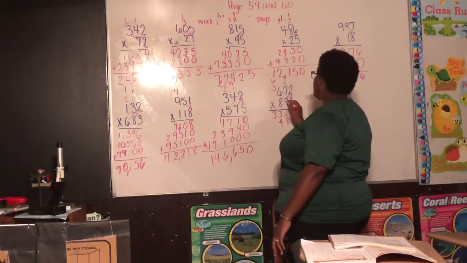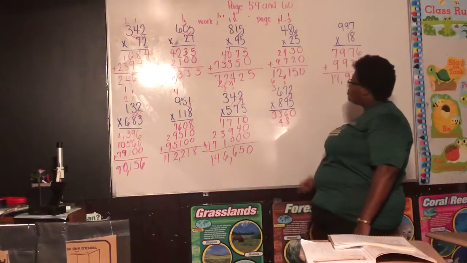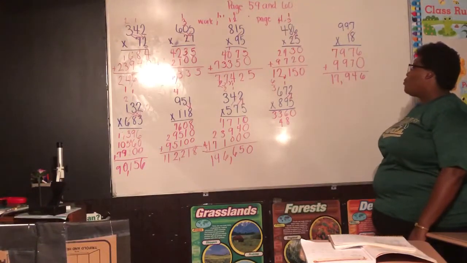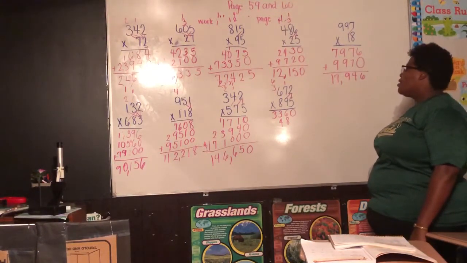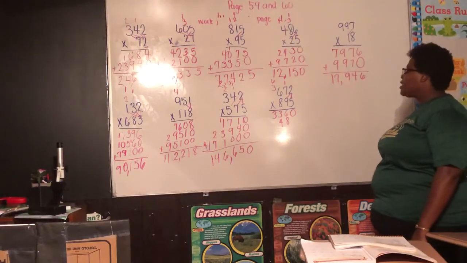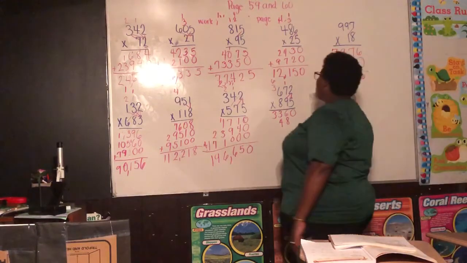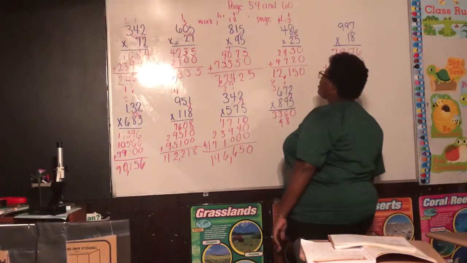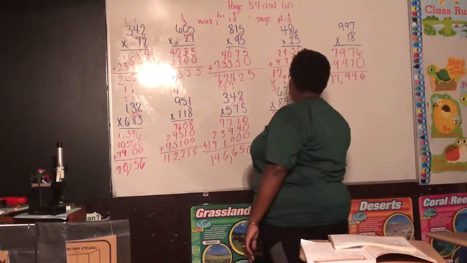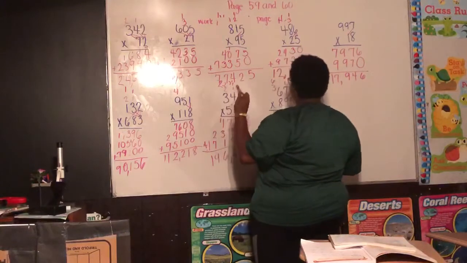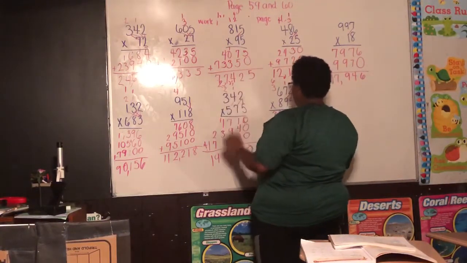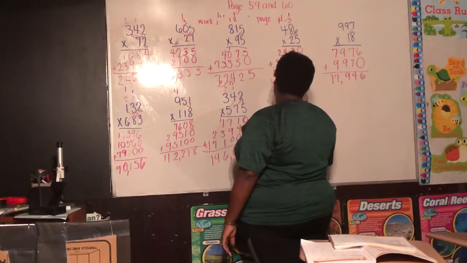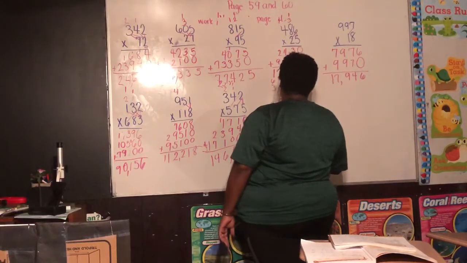Carry a 1. 9 times 7 is 63, plus 1 more is 64. Carry your 6. 9 times 6 is 54, plus 6 more, which will give us 60. Uh-oh.